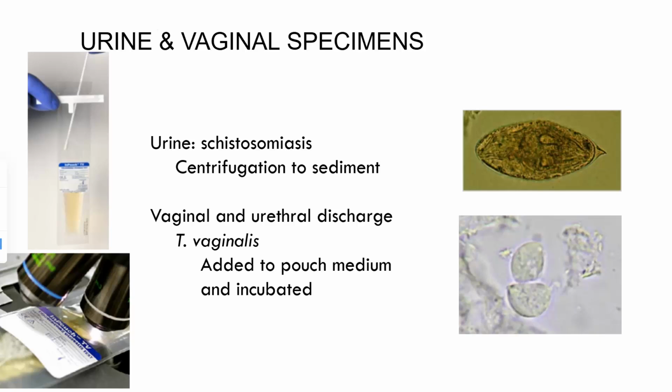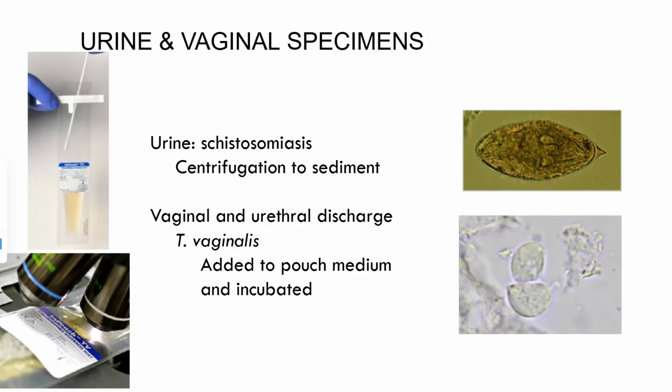Urine and vaginal specimens. So in urine, we're looking for schistosomiasis, centrifugation to sediment, and then you can see the eggs. We're going to learn about schistosomiasis and how it's spread through snails and how it can cause bladder cancer.